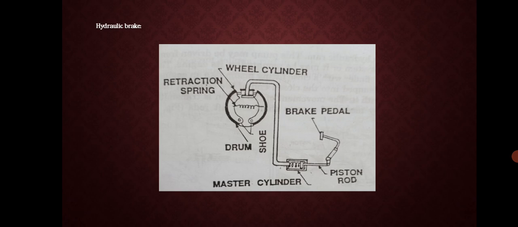When the pedal is released, the return spring of the master cylinder moves the piston back to its original position and causes a sudden pressure drop in the line. The retracting spring of the brake shoe brings them back to their original position. Thus, the piston of the wheel cylinder returns back.